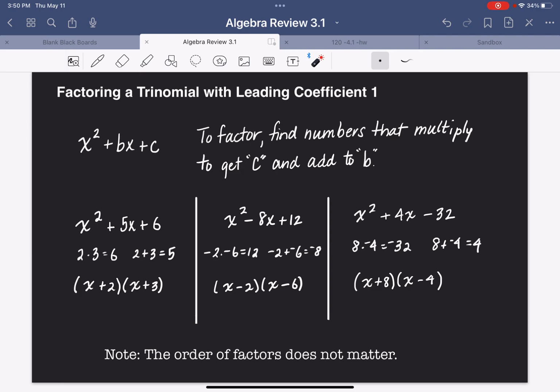The last example of factoring a trinomial with a leading coefficient 1 is x squared plus 4x minus 32. Positive 8 times negative 4 is negative 32. Positive 8 plus negative 4 is 4. Our factorization would be x plus 8, x minus 4. And again, always check your FOIL rule to make sure that your binomials are correct, especially the signs.